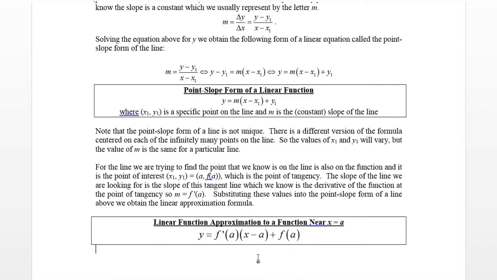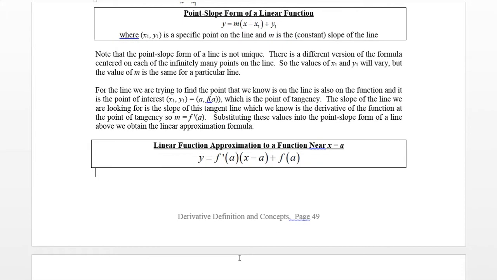So all we need to do, if we're just given an a value, is find the y value on the original function, which will also be the y value on the tangent line when x equals a. So find that point. And then we find the slope at that same x value, which is the derivative at that x value, and that will be the slope or the coefficient right there, and we just plug it in. So let's do an example. Let's see if you can do it actually.